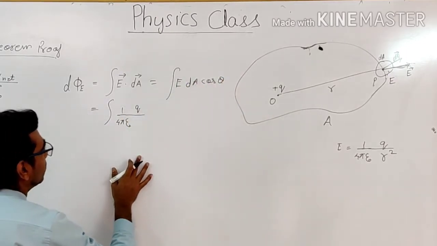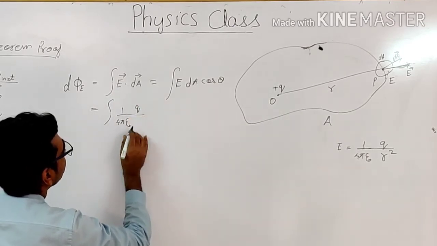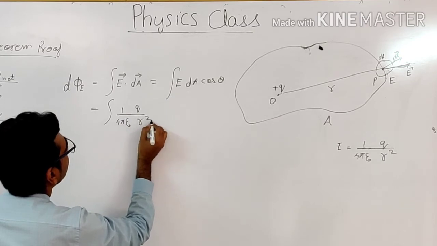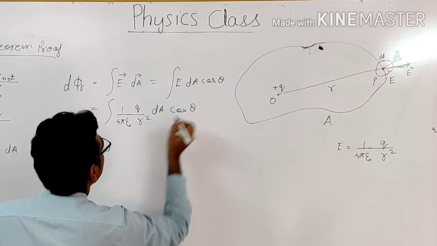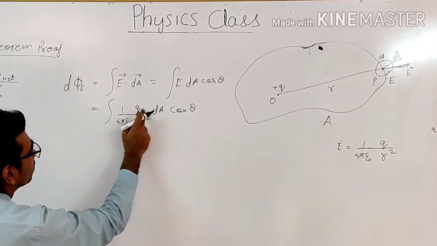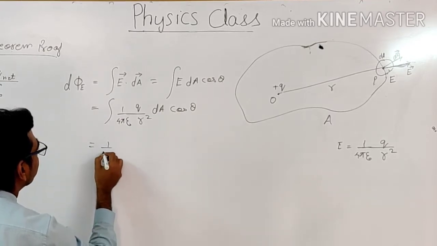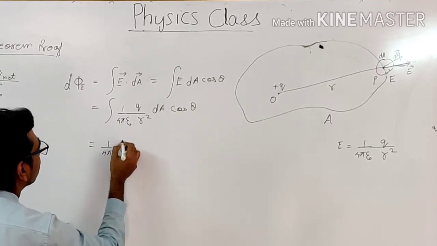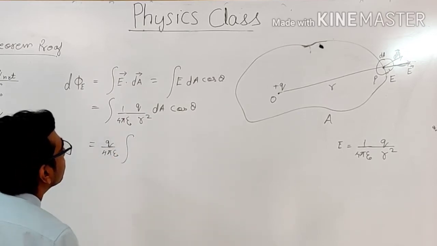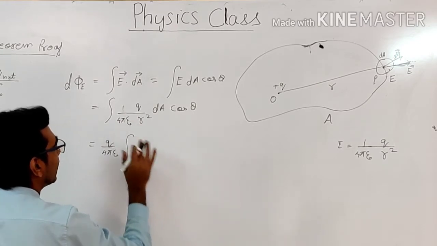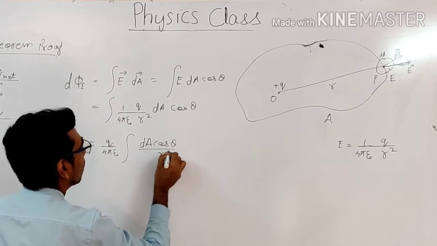The dot product is expanded like this, and this is 1 upon 4 pi epsilon, Q upon R square. And what else are we getting? We are getting dA cos theta. So this is constant, Q is constant, R is constant. This whole thing will come out of the integration sign: 1 upon 4 pi epsilon naught and Q. For the time being, let R stay inside it. So we get dA cos theta upon R square.